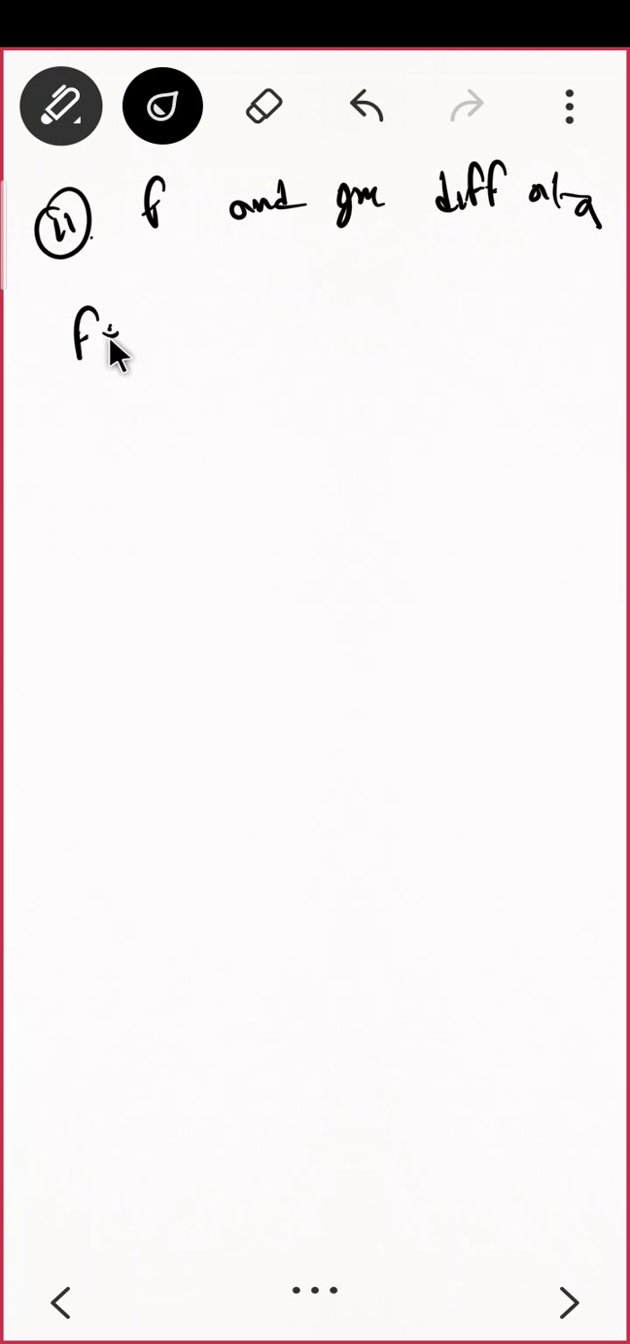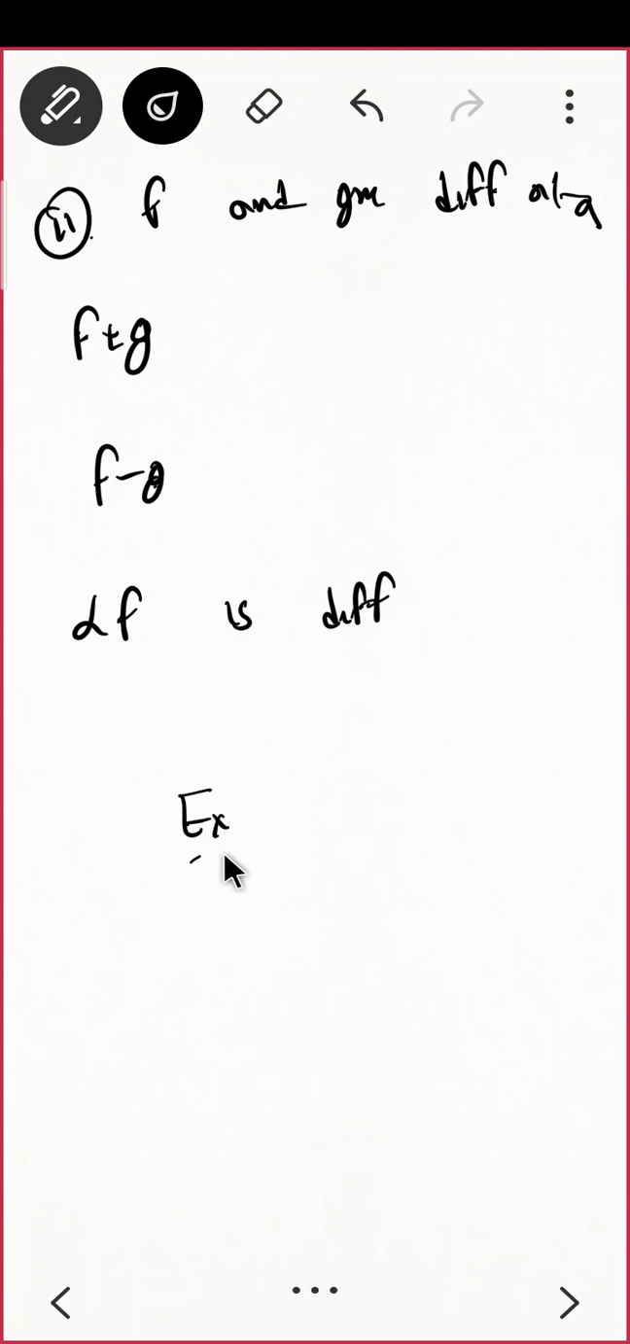The next, the second property, is addition. That is, if f and g are differentiable at e, then what? f plus g, f minus g, alpha f are differentiable. This is also easy, same as we did earlier. The proof will be similar, so I'll just leave this also as an exercise for you.